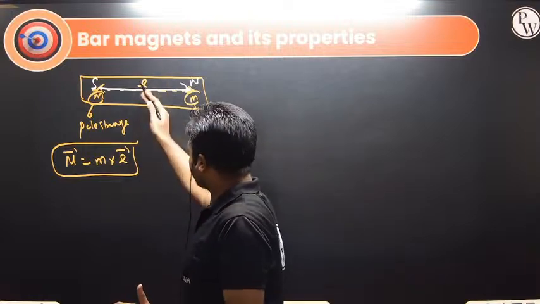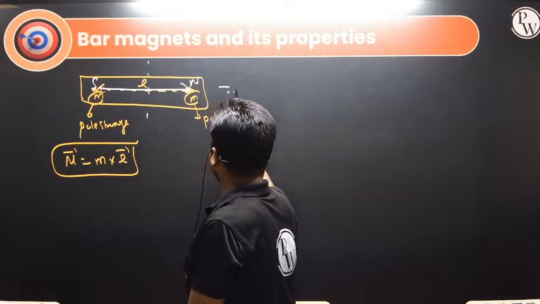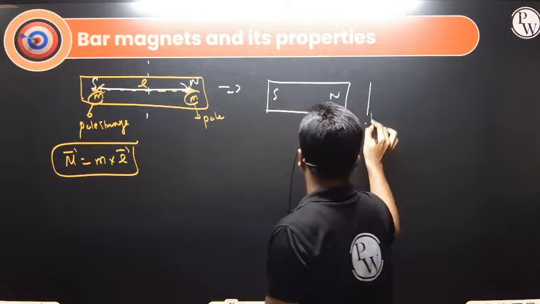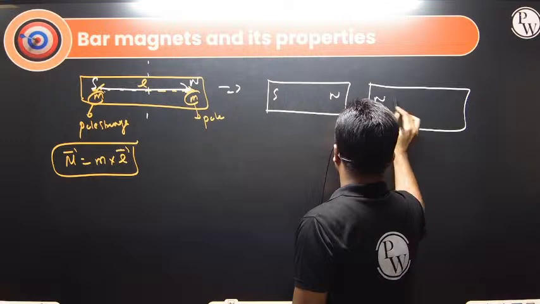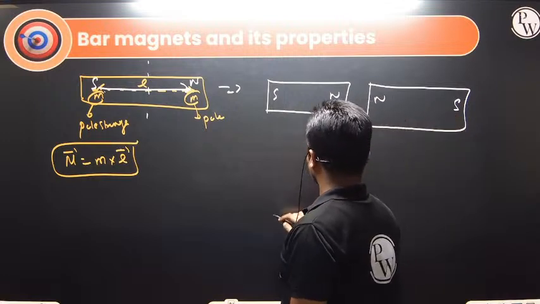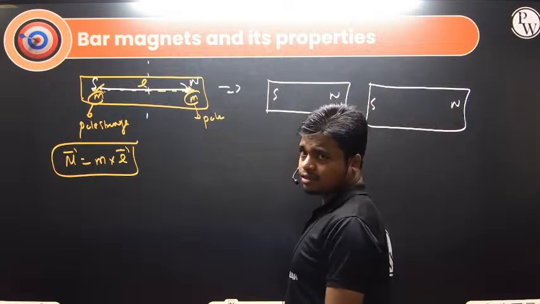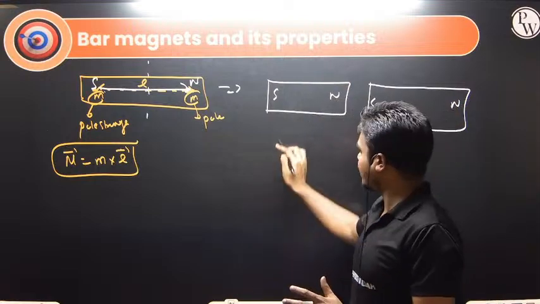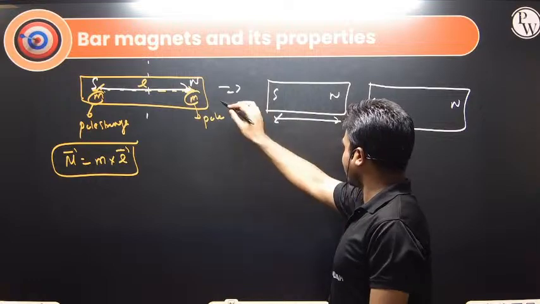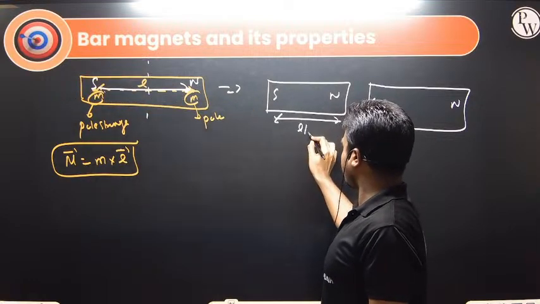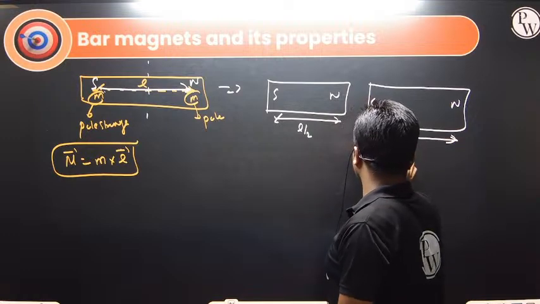So if I cut this particular magnet, what will happen? If I am cutting the magnet, again we will be getting two poles, south pole and north pole. Again on this side also we are getting north pole and south pole. Again if you are cutting like this, what will happen? If you are cutting along its axis, this length will be reduced to L by 2 and this length will also be reduced to L by 2.